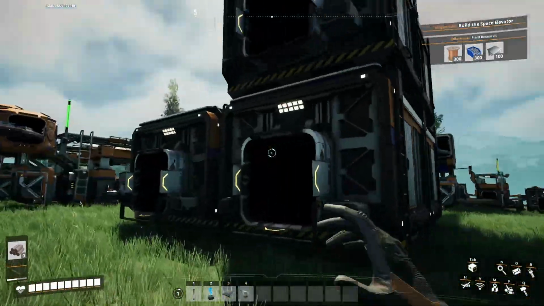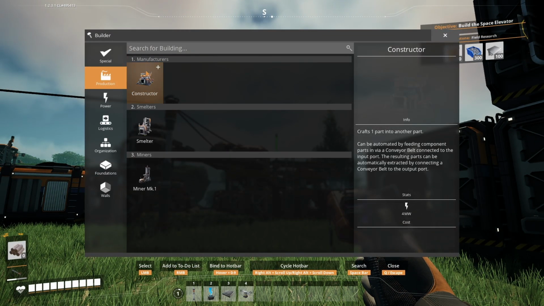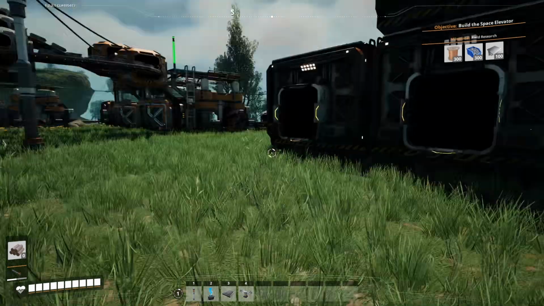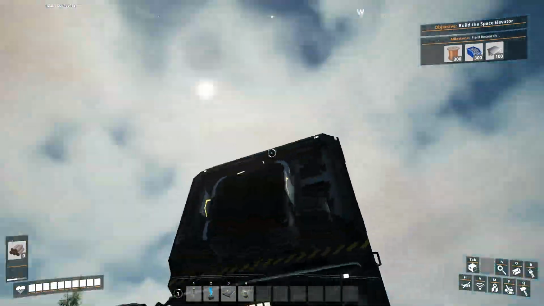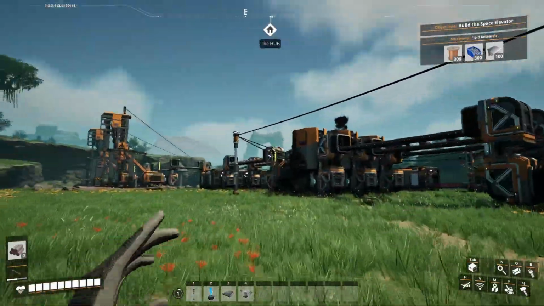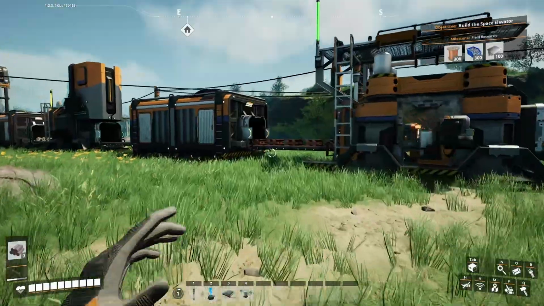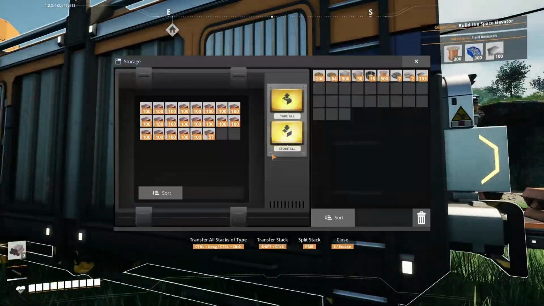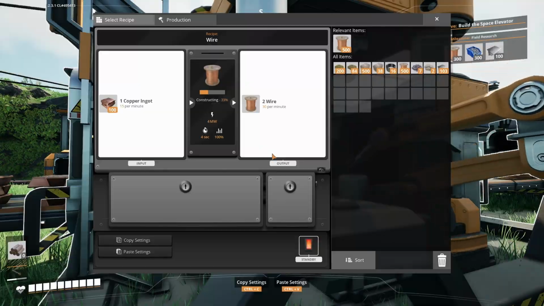So now, once we unlock... have I unlocked it yet? Not yet. Once I unlock an assembler, I can link this container and this container to the assembler, and we can automate reinforced iron plates. Let's check on the copper line. Looks like it is doing all right.